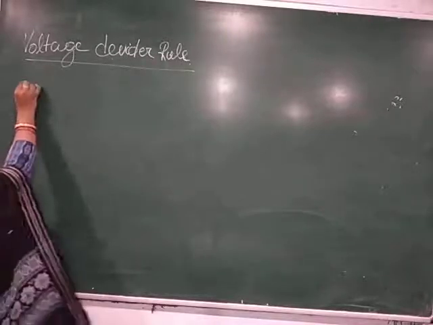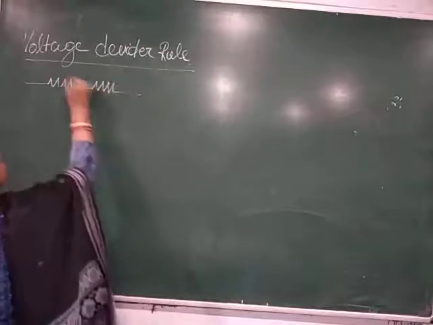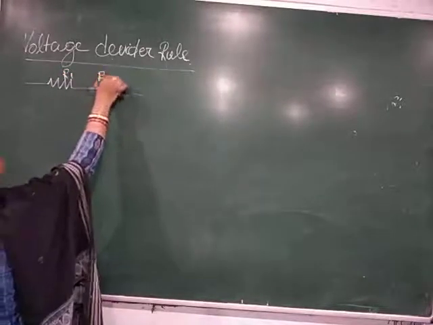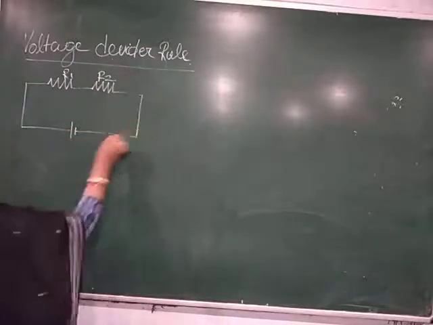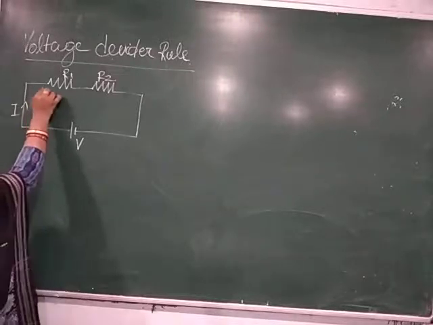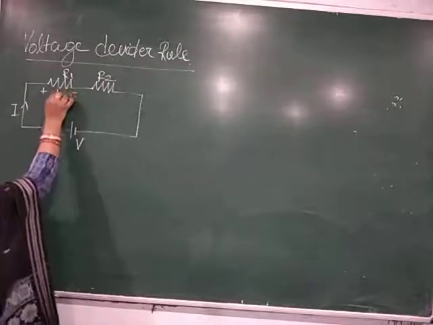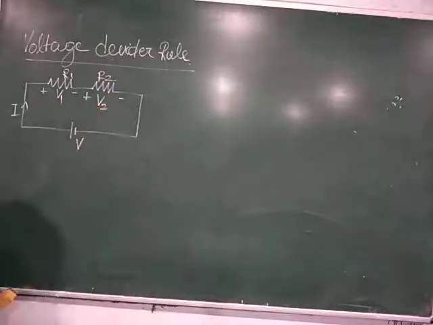So let us consider a series circuit consisting of two resistors R1 and R2 connected across a source of supply of strength V. So total current I is flowing through the circuit. Let the voltage drop across R1 be V1, and the voltage drop across R2 be V2.